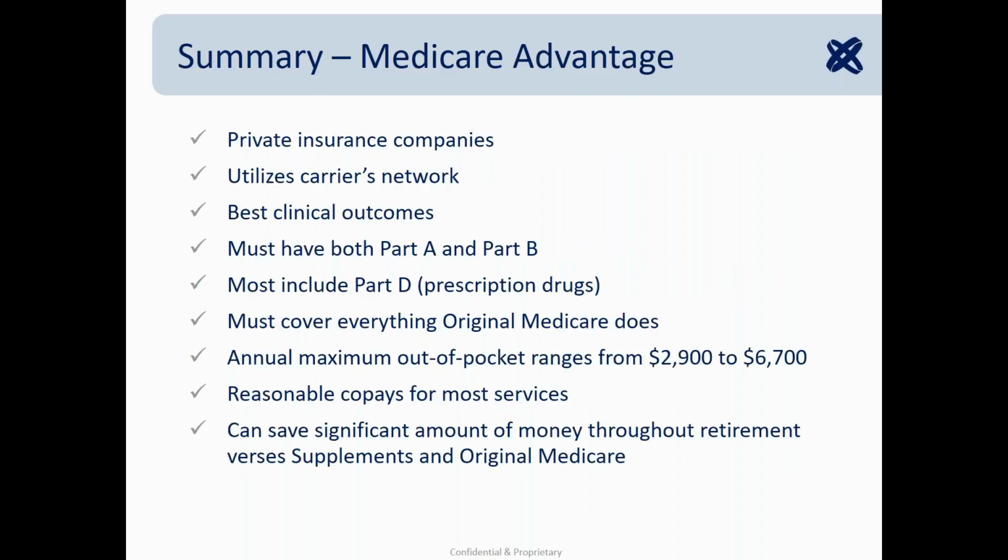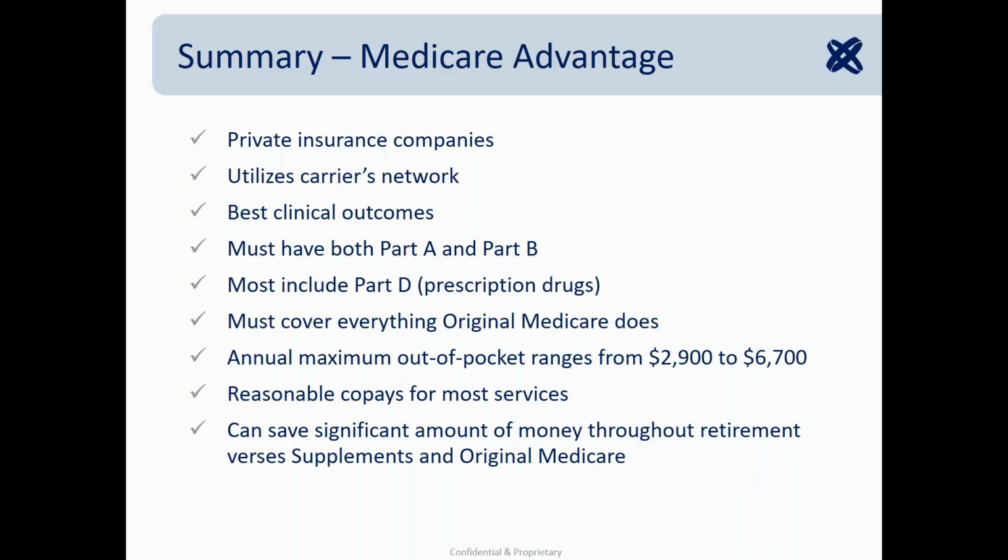Summarize Medicare Advantage plans. Private insurance companies issue those plans. They utilize carrier networks. So you must make sure when you get a Medicare Advantage plan that your doctor and hospital is in the network. Sometimes if it's an HMO type of plan, you may not have an out-of-network benefit. So that's why it's imperative that you check your doctors and hospitals to make sure they are in that network.